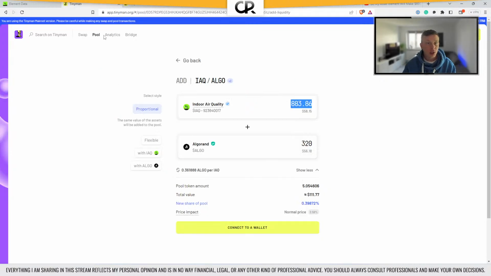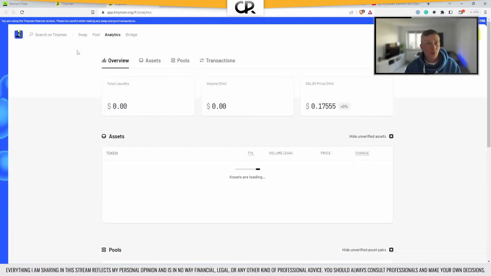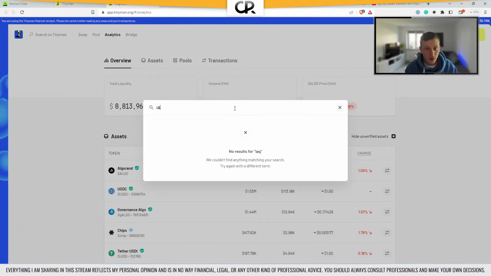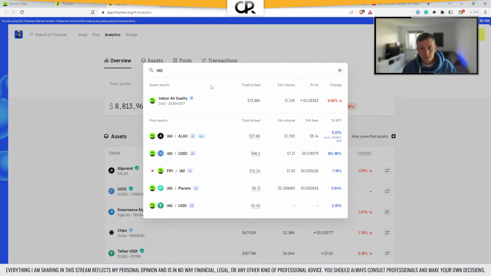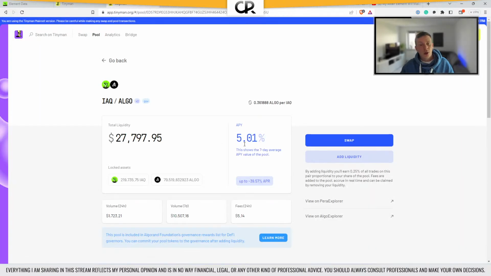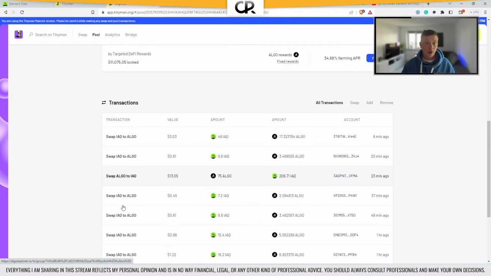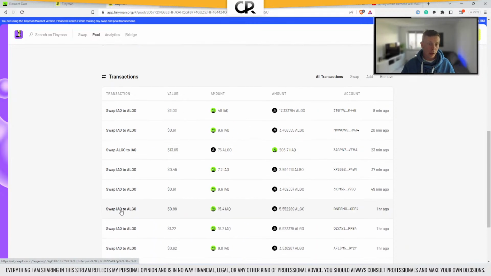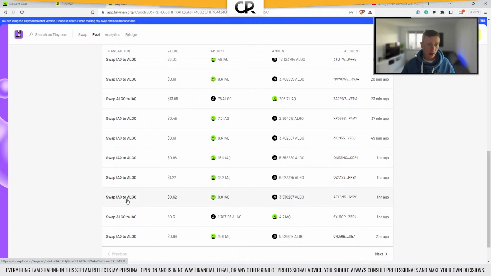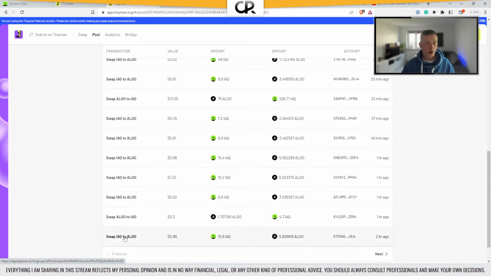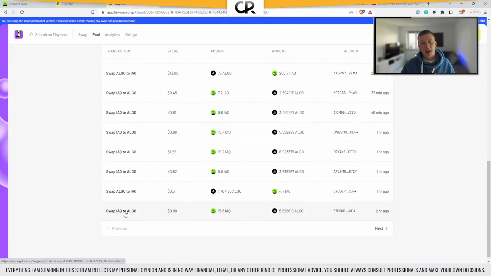Also, if we go to the liquidity pool, IAQ, but couldn't find anything, IAQ algo, we can also see the tendency. So somebody's selling IAQ, selling IAQ, selling or buying IAQ, selling IAQ, selling IAQ, selling IAQ. On that entire first page, I don't know how many entries we have there, but let's say it's 10 entries, 8 are selling and only 2 are buying.